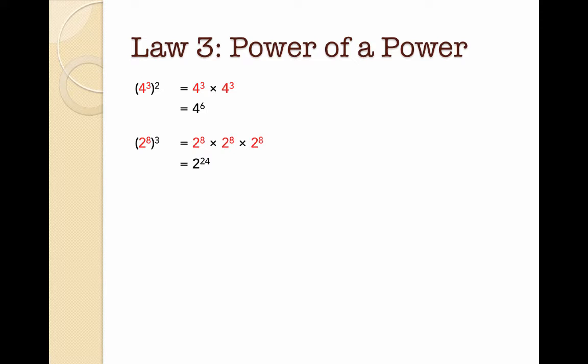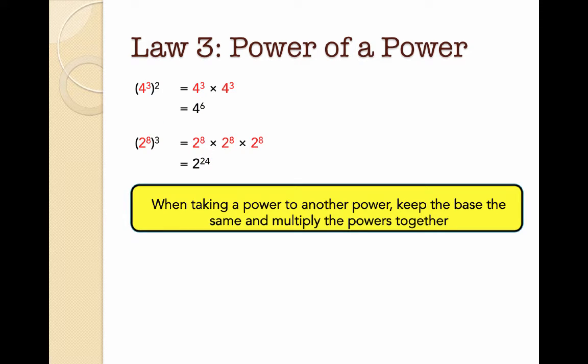What do you notice about the powers in the question compared to the powers in the answer? So in the first question I've got 3 and 2, and in the answer I've got a power of 6. And in the second one I've got a power of 8 and 3, and in the answer I've got 24. If you said that you would multiply those powers together, you would be correct. When taking a power to another power, keep the base the same and multiply the powers together.